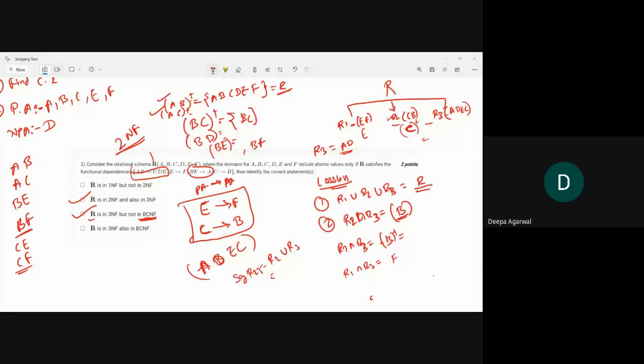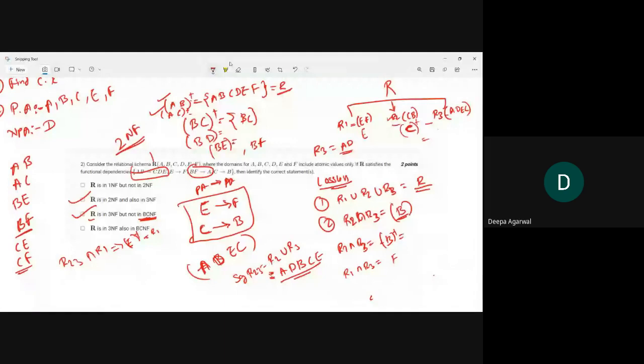Yes, sir, so no issue. So now R2, R3 will be A, D, B, C, E. Now R2, 3 intersection R1. So it will be, right, it will give me R1. My first condition is getting satisfied, and this decomposition is a lossless decomposition, right? Okay, this is how we have to do it if we want to decompose into BCNF.